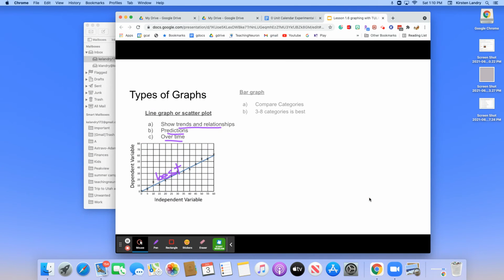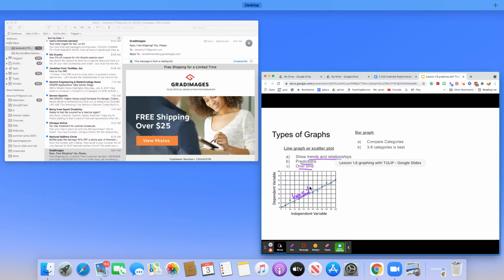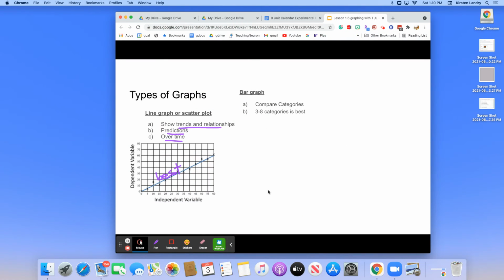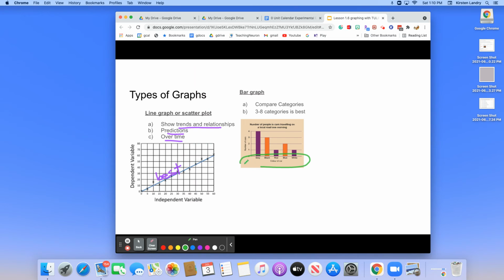And then the next graph is a bar graph. In this case, we're going to compare categories. You don't want more than like 8 categories on this one because then it starts to get a little bit messy. So here's an example of a bar graph. You guys have all seen those. We have the categories on the bottom here. Okay, color of car, and then the number of cars sold, and we kind of just take a look at the differences there.